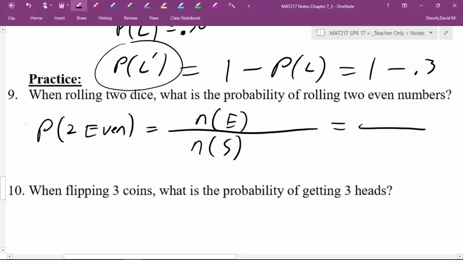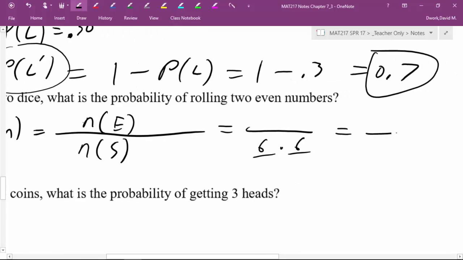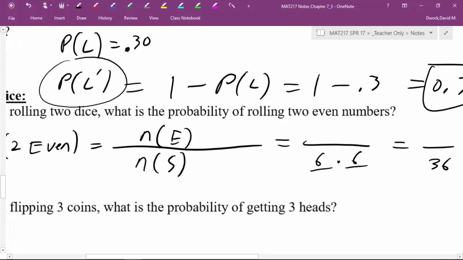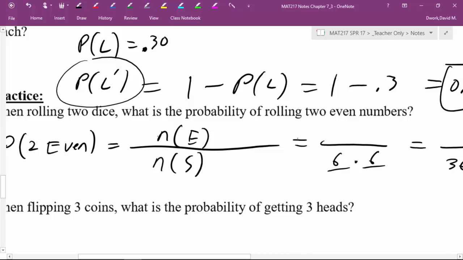So just as a quick reminder, remember it's decisions and choices. First die, I have one decision to make, and I have six choices. What number is it going to be? Then the second die, same thing. I have another decision, a second decision, and six choices, which gives us a total of 6 times 6, which makes 36. Now, for the event, you always take care of your condition first.